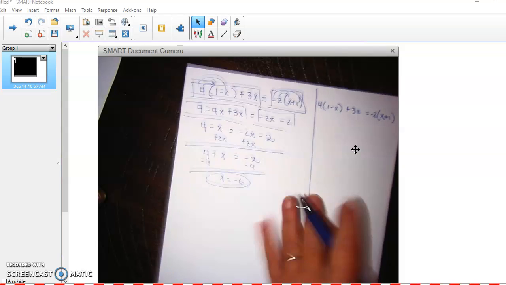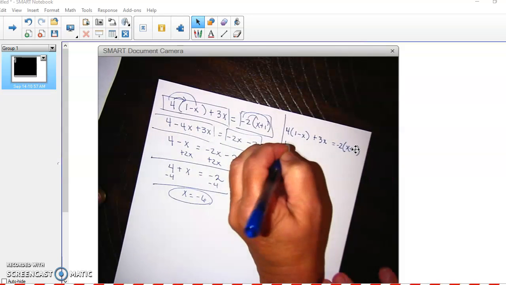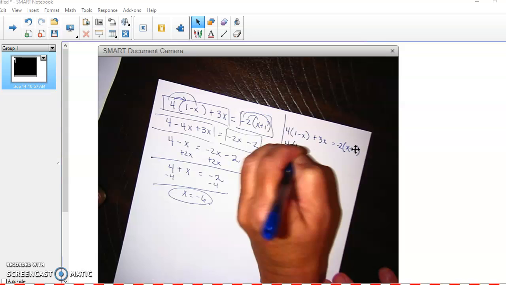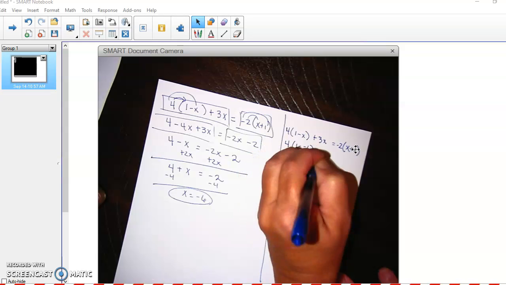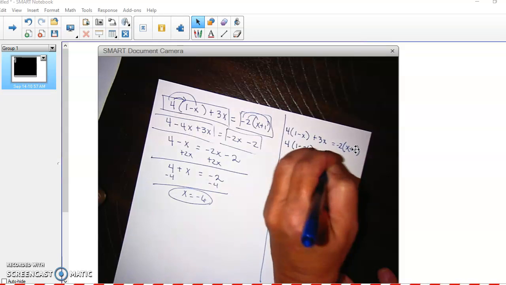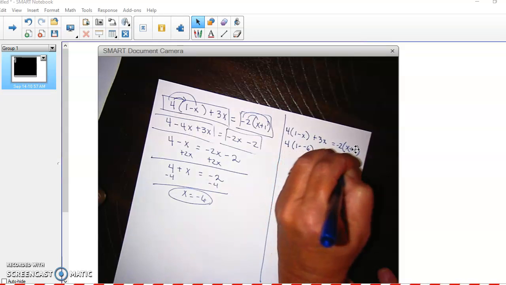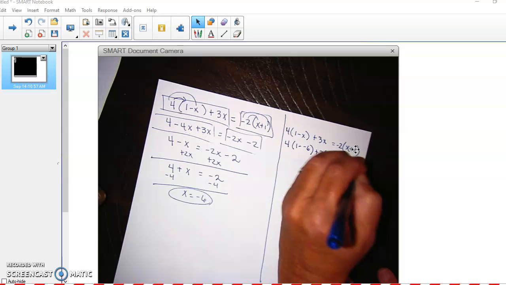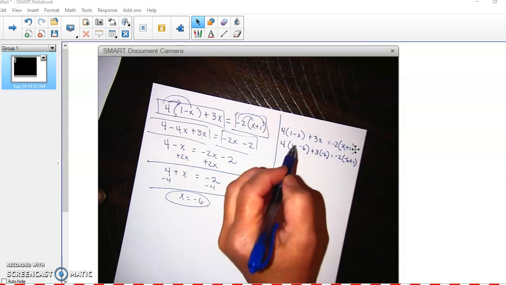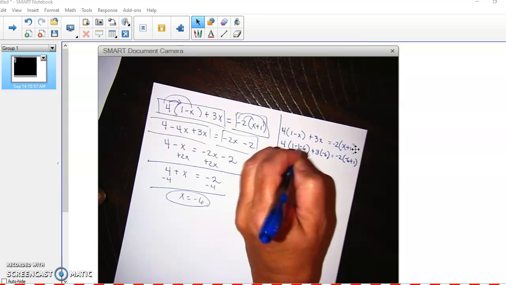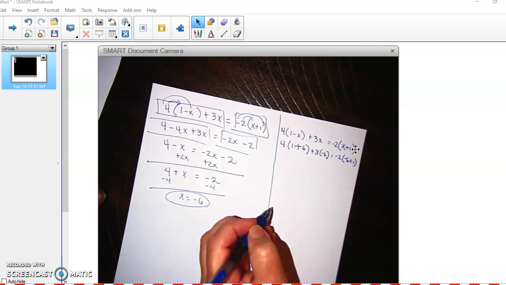Now I need to check it. Okay, so I'm going to say 4 times 1 minus a negative 6, we'll talk about that in a minute, plus 3 times a negative 6 equals negative 2 times negative 6 plus 1. Okay. Last year when you had that double negative sitting next to each other, this really means a negative times a negative, which gives you that positive. Okay? That's how it changed.